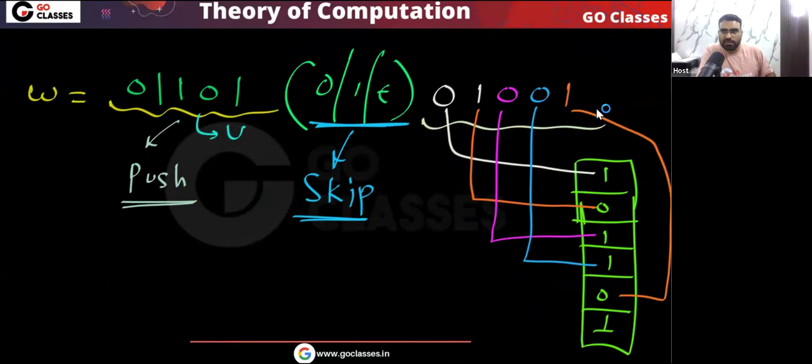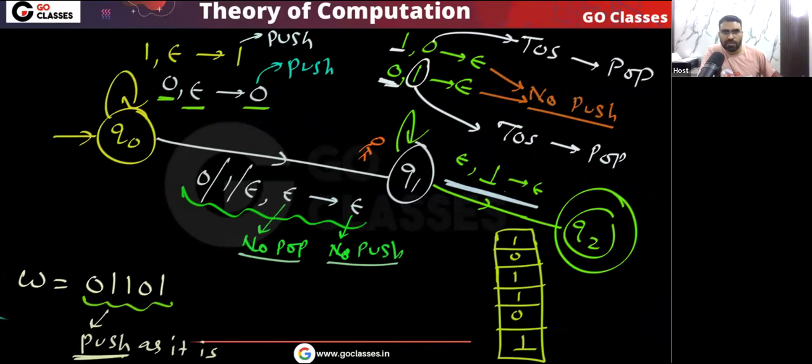And finally, at the end, the next should be what? Okay, that's it. This is the bottom symbol. So now, at the end, what are we doing? When this bottom symbol comes, we will go to the final state. Okay, is this clear? When the bottom symbol comes, we will go to the final state.